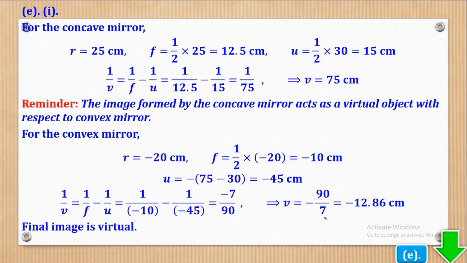Therefore the final image is virtual because this is negative. Remember they told us to also get the nature. So half a mark for this substitution, half a mark for that, half a mark for this, half a mark for that.